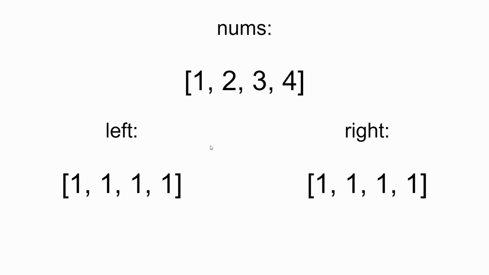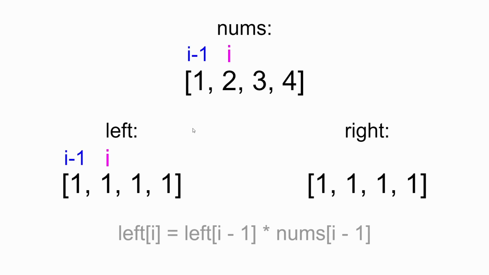All right, so initially we start at index 0. We're actually going to start our I variable at 1, so it's going to be equal to 1 at first. And then we're going to set left at I equal to left at I minus 1 times nums at I minus 1. And this is basically going to get all the values of the numbers to the left of the specific index we're at, and we're going to keep track of that product. You'll see what I mean as we go through.